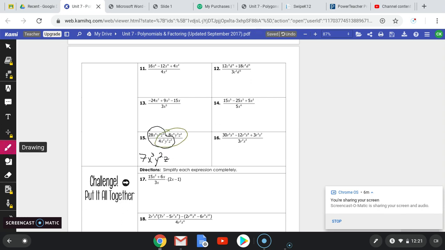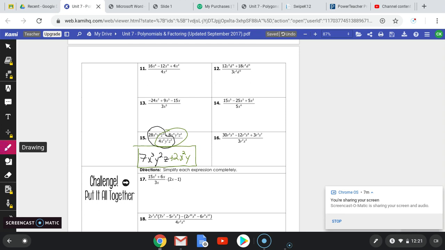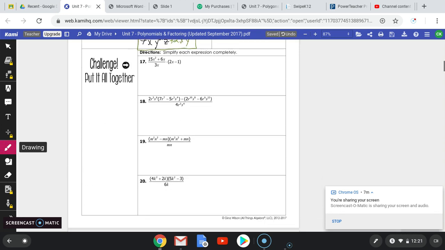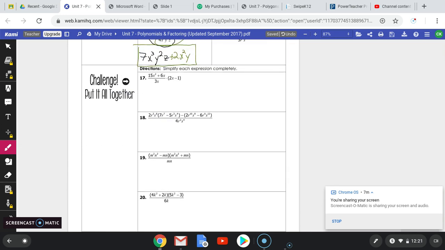Next portion here. 8 divided by 4 is 2. X to the fourth divided by x squared is x squared. Y cubed divided by y squared is y. Z squared divided by z squared is 1, so I don't need to write it. And I'm left with this. And that, ladies and gentlemen, is how you divide a polynomial by a monomial. So let's look at some more challenging problems, putting it all together here.